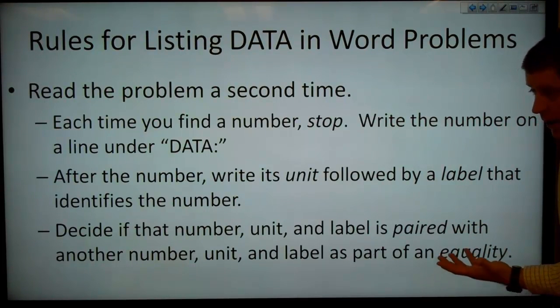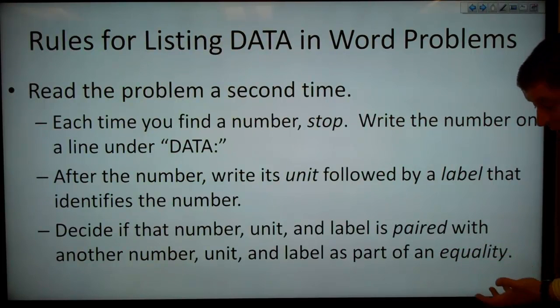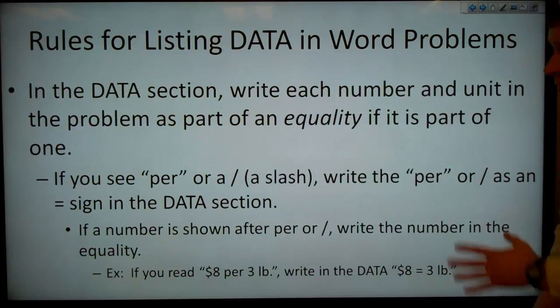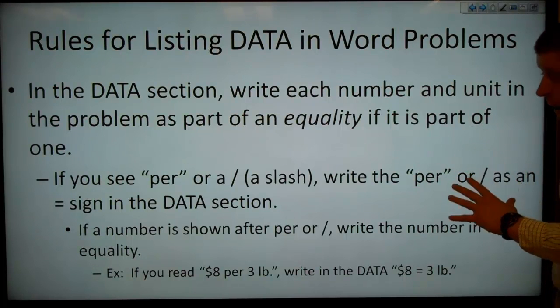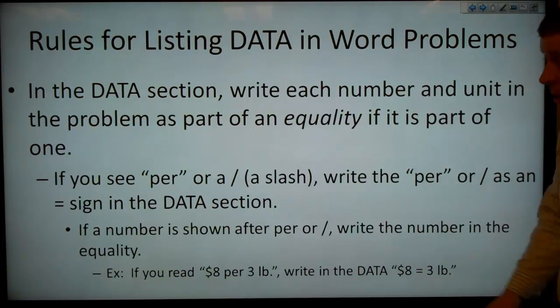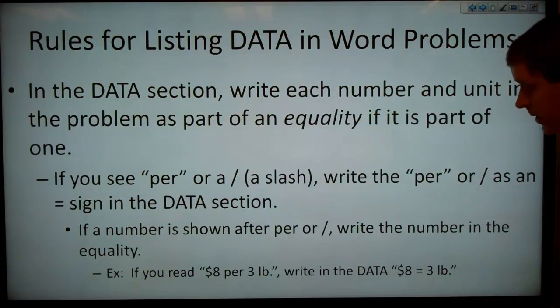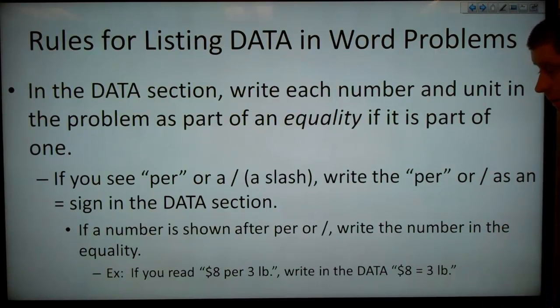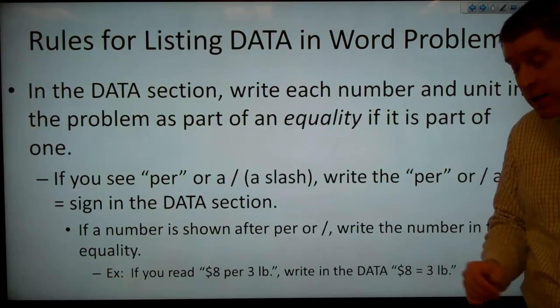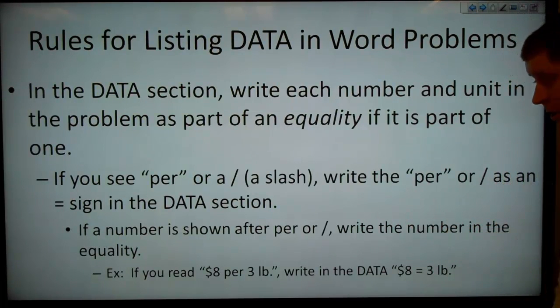Decide if that number, unit, and label is paired with the number, unit, and label as part of an equality. So in the data section, write each number and unit in the problem as part of an equality if it is part of one. So if you see per or a slash, then you want to write a per or slash as an equal sign in the data section. If a number is shown after per or the slash, then write the number in the equality.